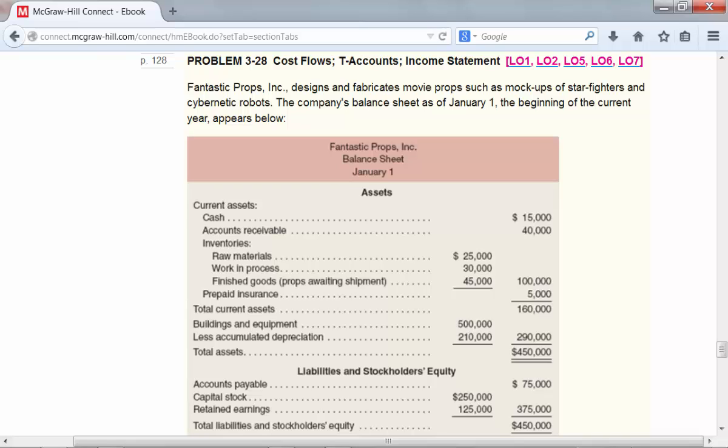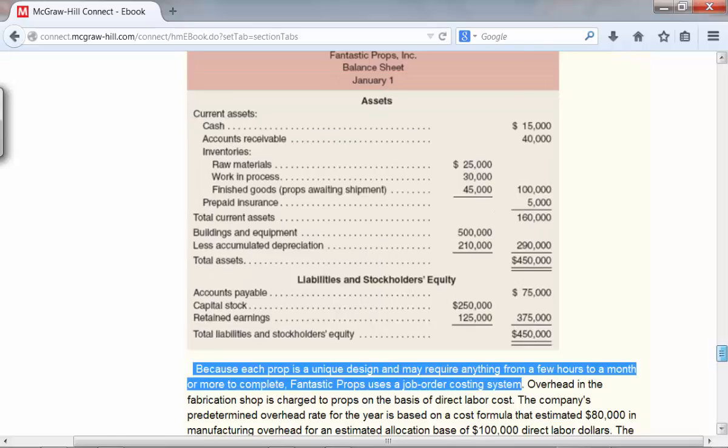Movie company B might want a different type of prop and say they want 1,500 of those. To figure out the per unit cost for that type of prop, Fantastic Props will make all the 1,500 for company B, deliver those props to that company, accumulate those costs by company B job, then take the total cost of the company B job divided by the 1,500 of those props to figure out the per unit cost for that type of prop. So this is the idea behind job order costing.